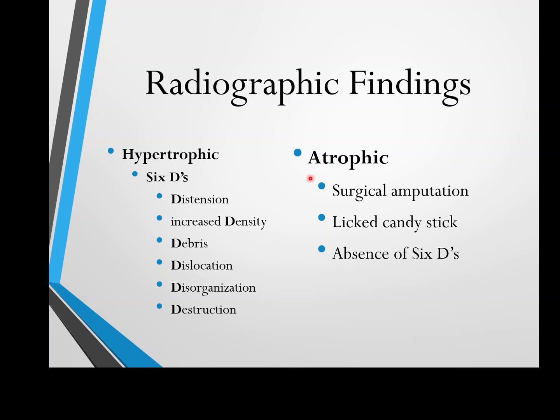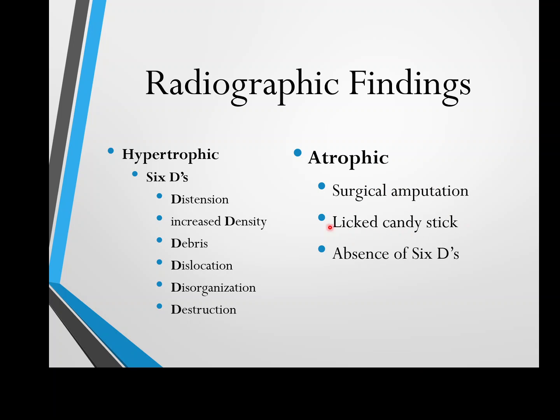Or it will be atrophic, which will appear almost as if it's a surgical amputation, where the bone has become so destroyed at one end that you'll end up with what looks like a very smooth border around the part of the bone that's left. So it appears as though it's a surgical amputation.